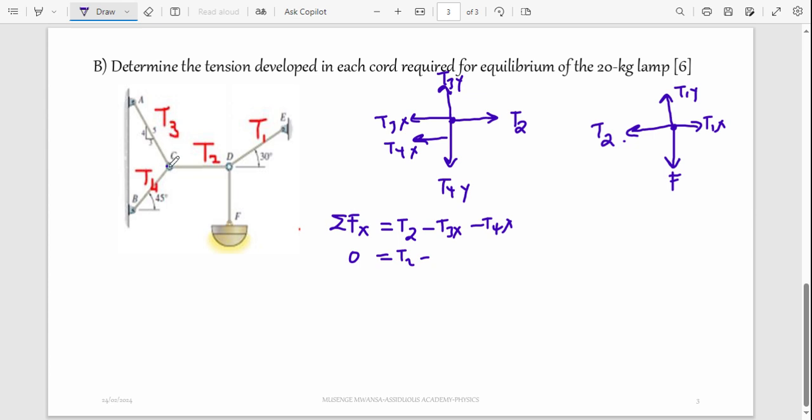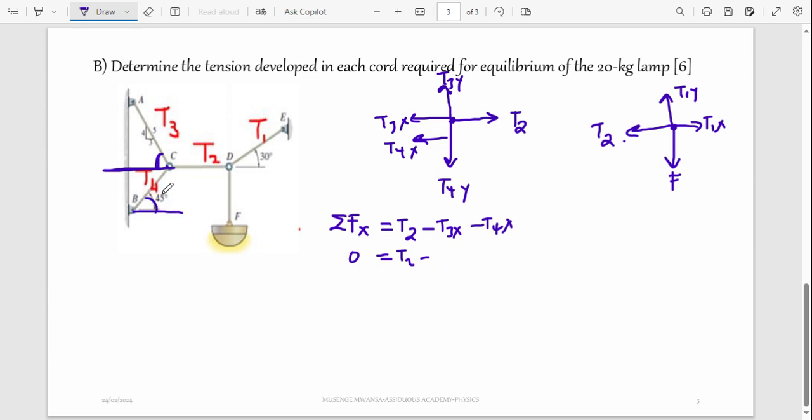Remember, for T3, the angle that you want to use is this angle here. But what is that angle? How do you find that angle? We can do some simple mathematics calculations here.